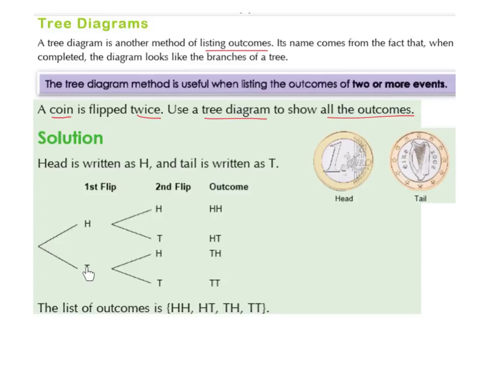Then we could have got tails in the first flip and heads in the second flip. So tails and heads would be our outcome. And then we could have got tails on the first flip and tails on the second flip. So tails and tails would have been our outcome.